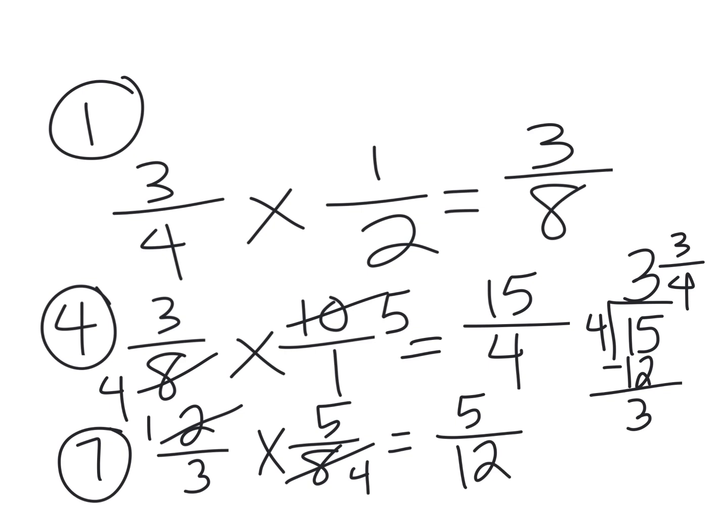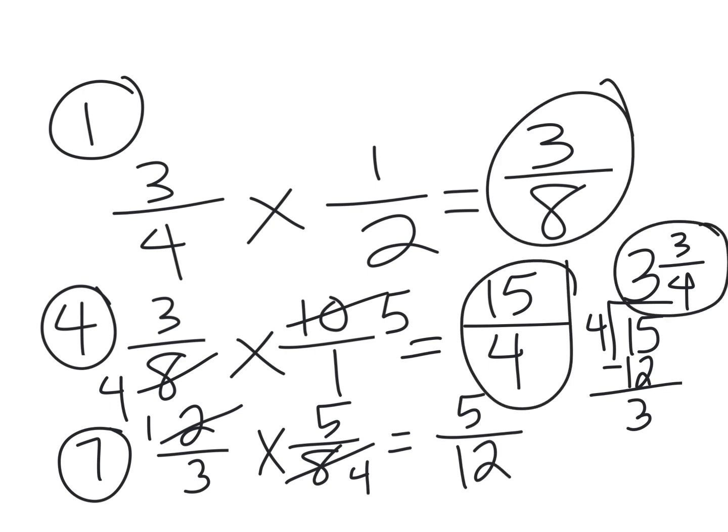And always double check your answers just to make sure that they are reduced. Because sometimes with the final answer, you've always got to make sure, and you may have to reduce it again. Okay, so 1, 4, and 7, that is our practice. Make sure you've answered these within the Google Classroom on the video as well.